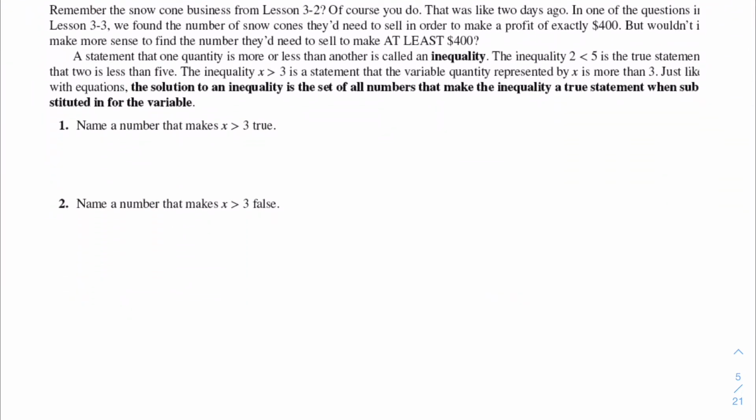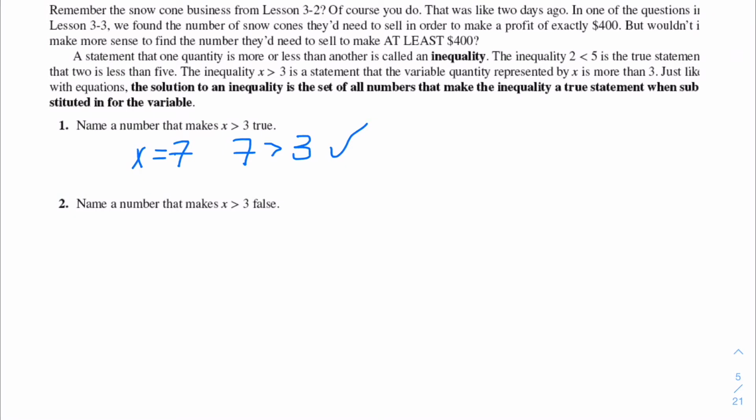So we're going to start. Let's think of a number that makes x greater than 3 true. So we want a value for this variable that makes x greater than 3 true. You could pick a whole bunch of things. 7 works. So 7 is definitely greater than 3. That works for us. You could pick something else. You could pick 5. You could pick 100. All of those are going to work, okay?